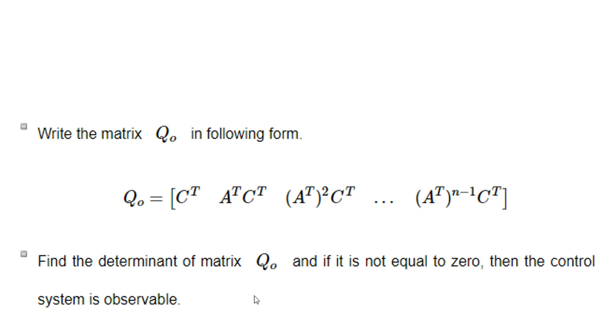Now what we have to do is find the determinant of the matrix Q out, and if it is not equal to 0, then we can say the control system is observable. Okay, so I think you know this. This T is nothing but the transpose matrix.